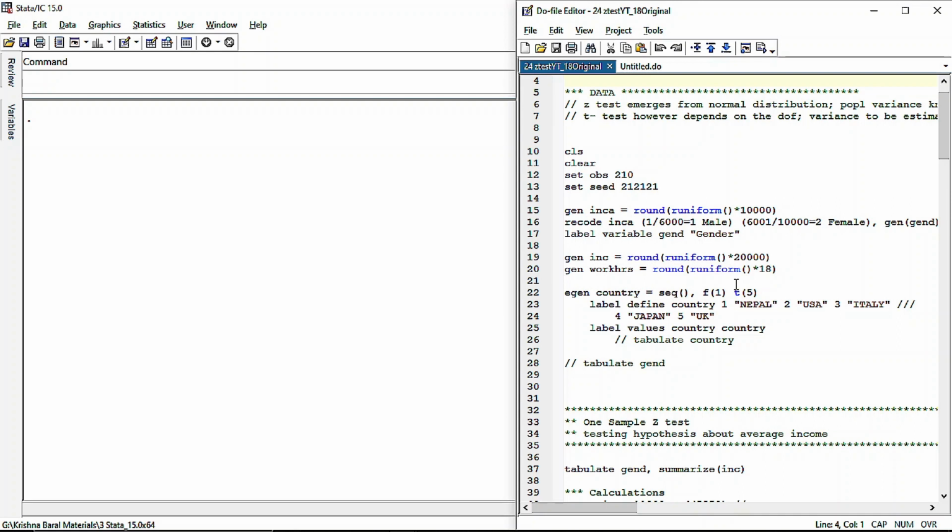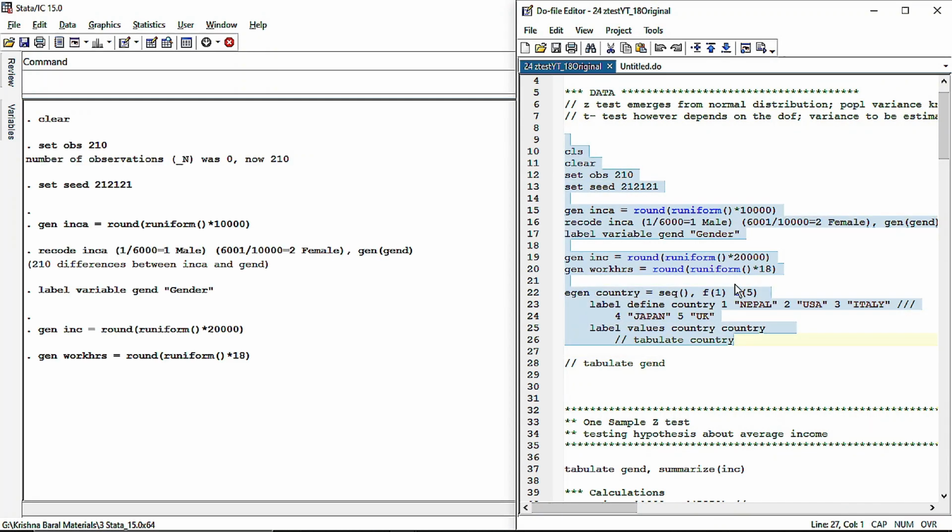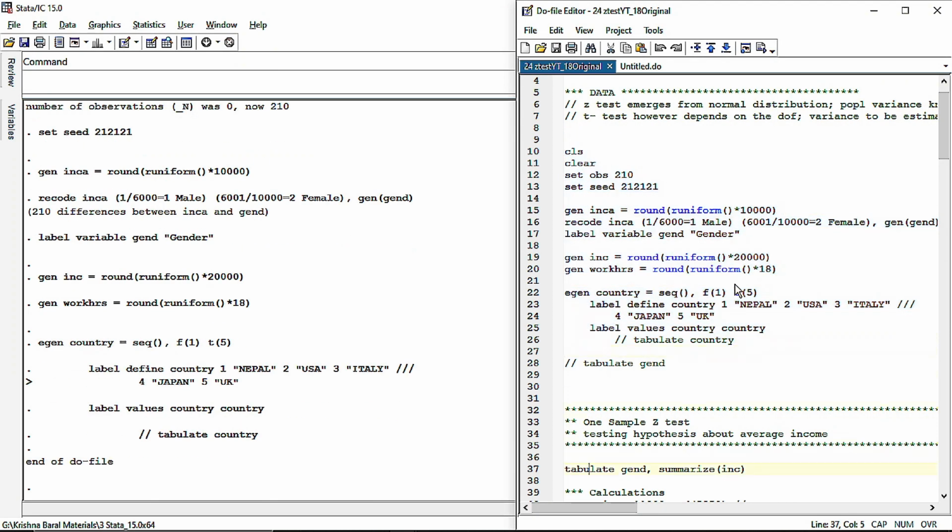In this video, we will talk about the z-test. We have already covered normal distribution in our earlier video. The z-test emerges from the normal distribution, and we use the z-test when the variance of the population is known. If the variance of the population is unknown, we use the t-test, and we estimate the variance with the help of the sample. Now let us prepare our data set and perform a one sample z-test.